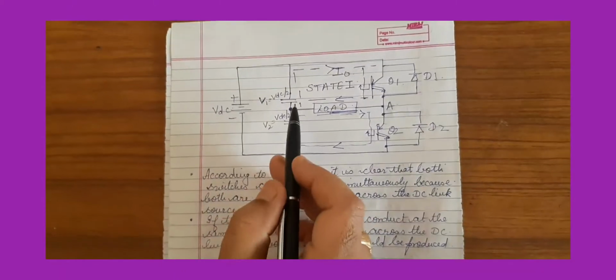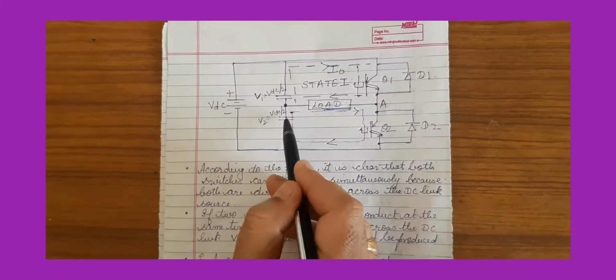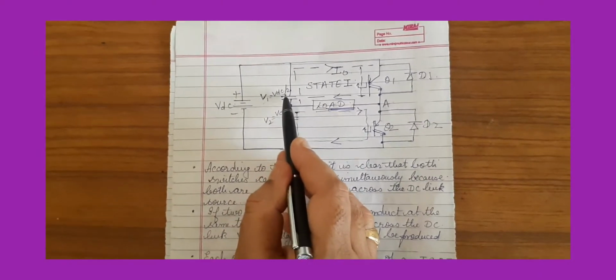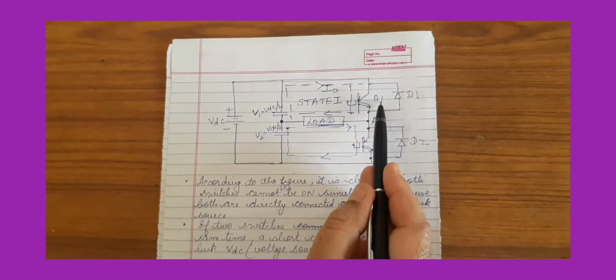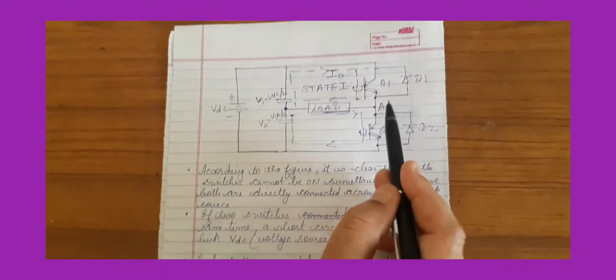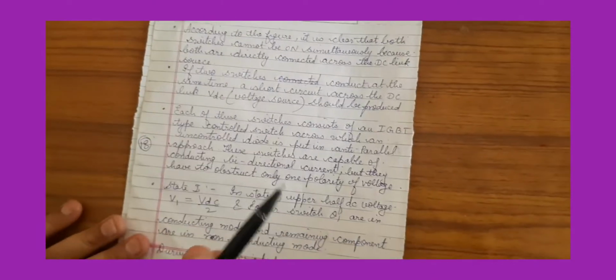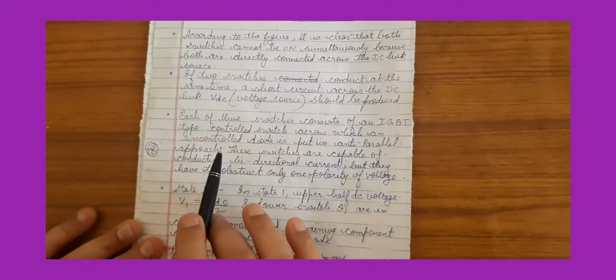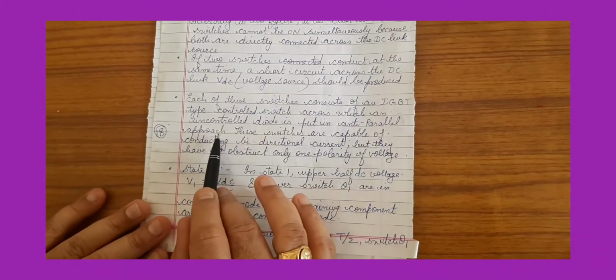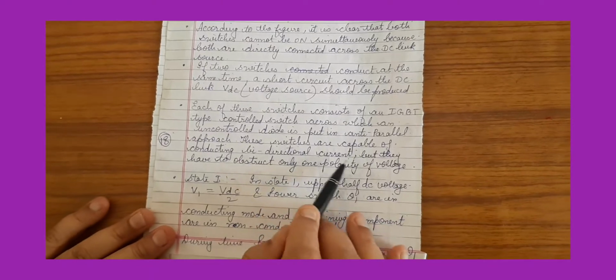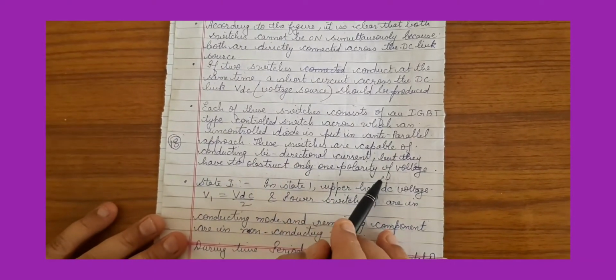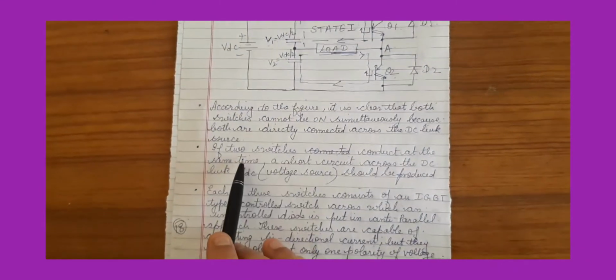As shown, the two large capacitors are there to maintain the constant voltage, that is VDC upon 2 and VDC upon 2, and the two switches Q1 and Q2. These two switches are IGBT type controlled switches across which an uncontrolled diode is put in anti-parallel. These switches are capable of conducting bidirectional current, but they have to block only one polarity of voltage. That is why we are using the two switches, which are of the IGBT type.